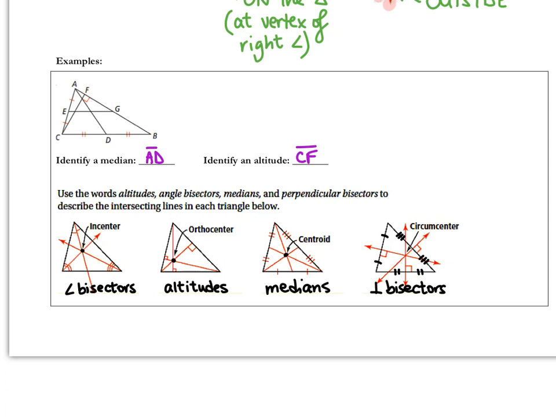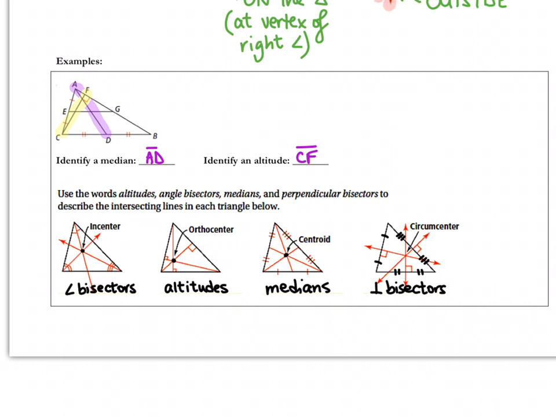A median, remember, goes from a vertex to the opposite midpoint. So there's a median, which we had to verify that that really was a midpoint. And then an altitude goes from a vertex perpendicular to the opposite side. So from C to F, because you see that right angle mark there, you know that segment CF is an altitude. So in the picture down here, you have some examples.